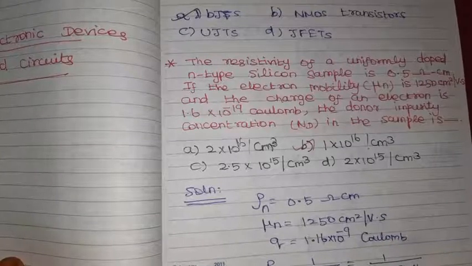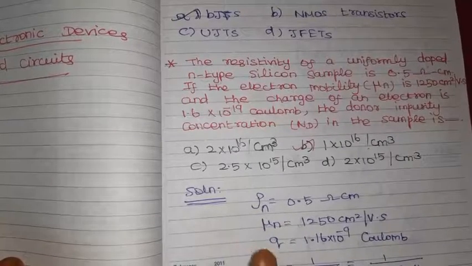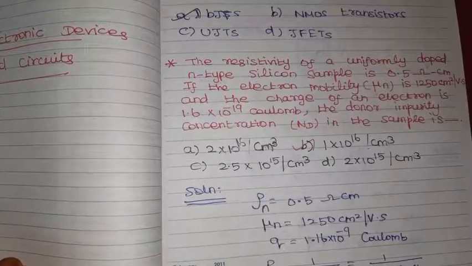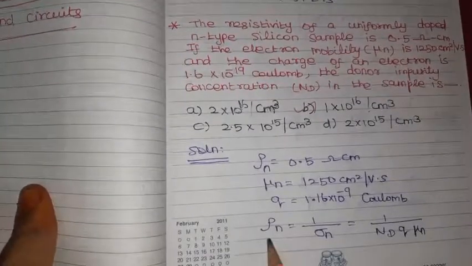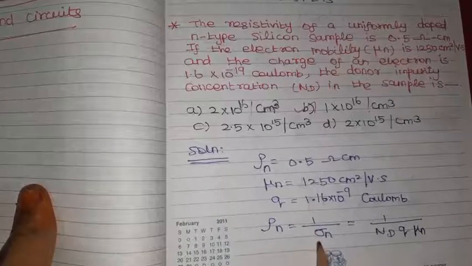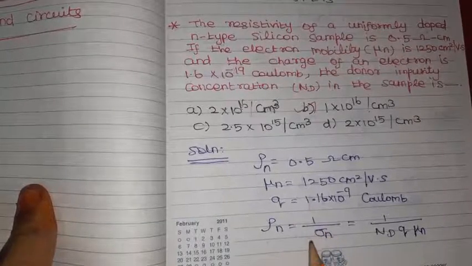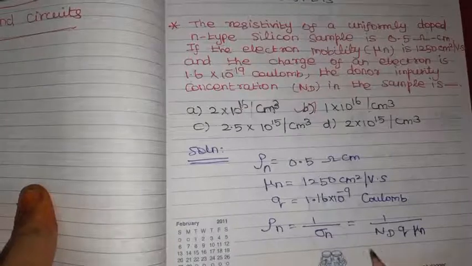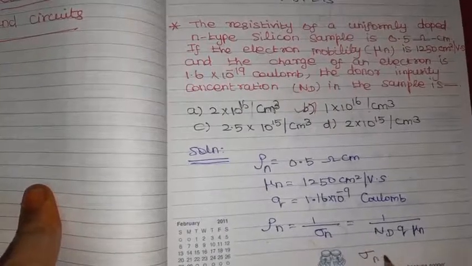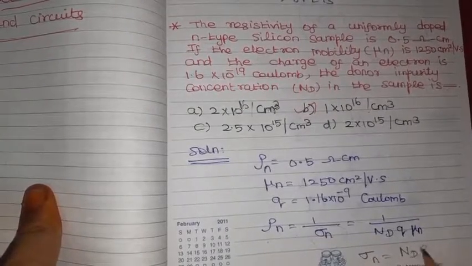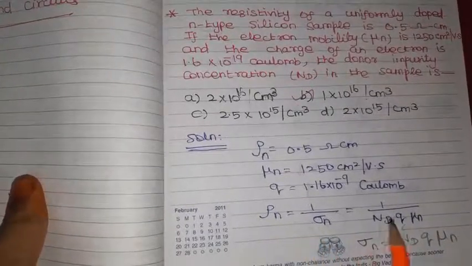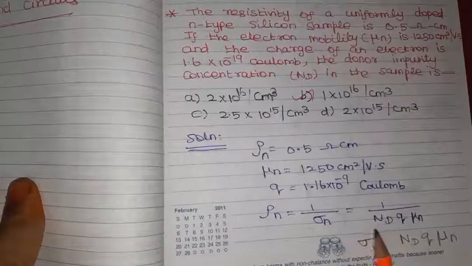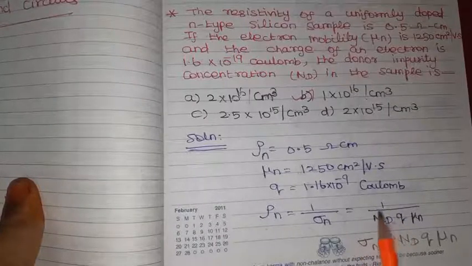What is the formula relation between these values and the donor impurity concentration? We know that rho n, resistivity, is inversely proportional to conductivity. Rho n is equal to 1 by sigma n, where sigma n formula is nothing but Nd q mu n. Just substitute all these values and then find out the value for Nd.